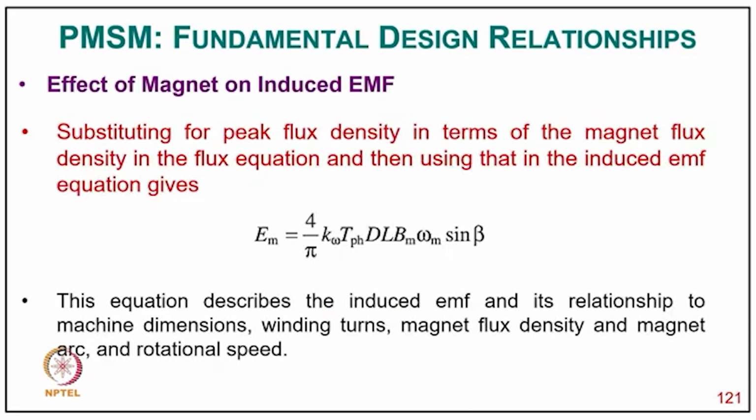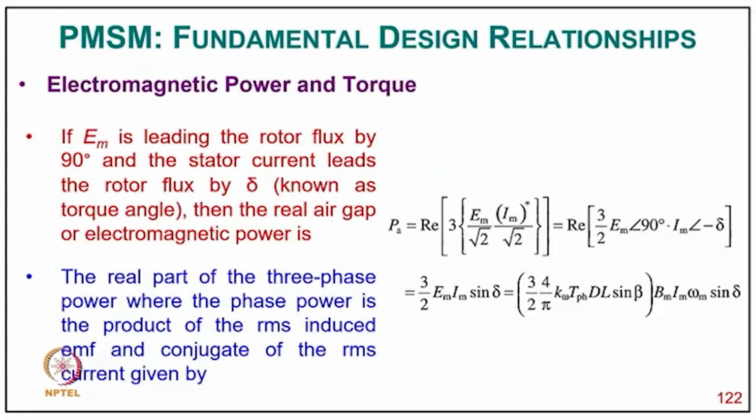So now substituting the peak flux density in terms of the magnet flux density in the flux equation, and then using that in the induced EMF equation gives Em equal to 4 upon pi kW TPH dl Bm omega m sin beta. This equation describes the induced EMF and its relationship to the machine dimensions, winding turns, magnet flux density, the magnet arc and the rotational speed.